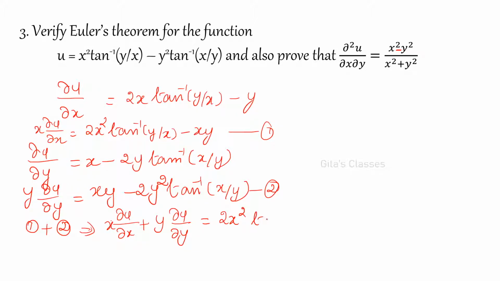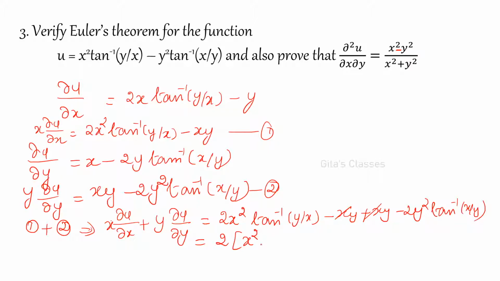2x² tan⁻¹(y/x) − xy + xy − 2y² tan⁻¹(x/y), right? So xy and xy will get cancelled. You can take 2 outside. So x² tan⁻¹(y/x) − y² tan⁻¹(x/y), right? So this is equal to 2 into what is this? u, 2u. Therefore left hand side we have taken x ∂u/∂x + y ∂u/∂y is equal to 2u. Hence the theorem is verified.